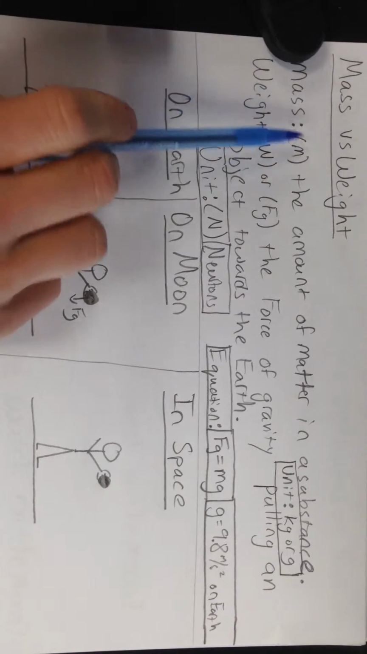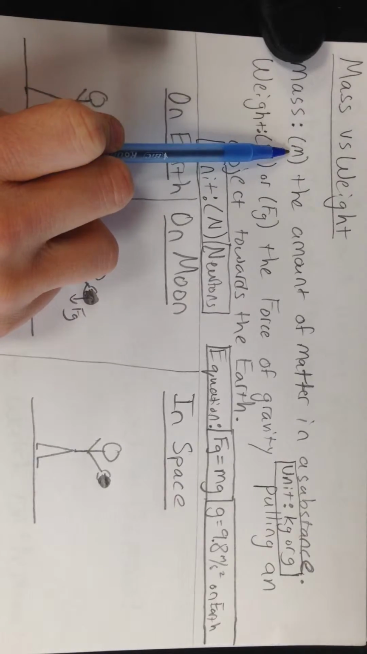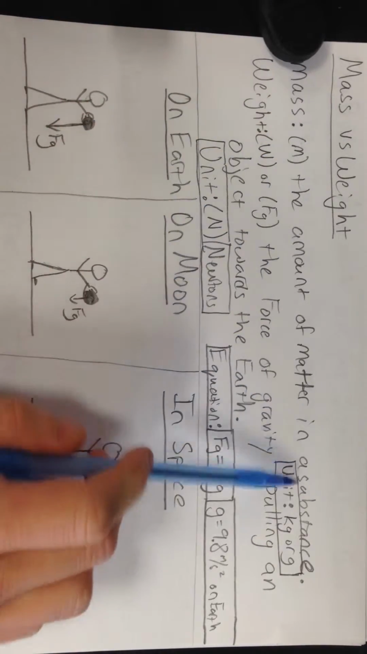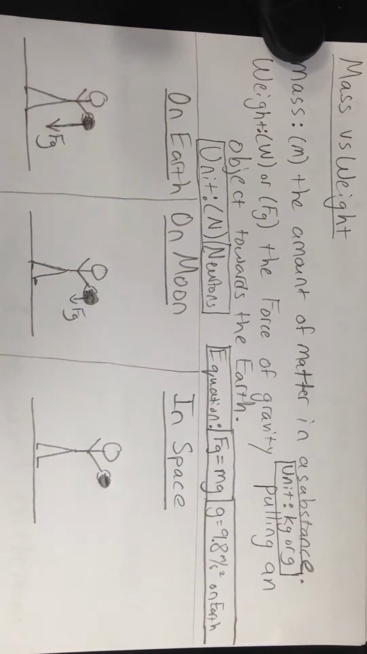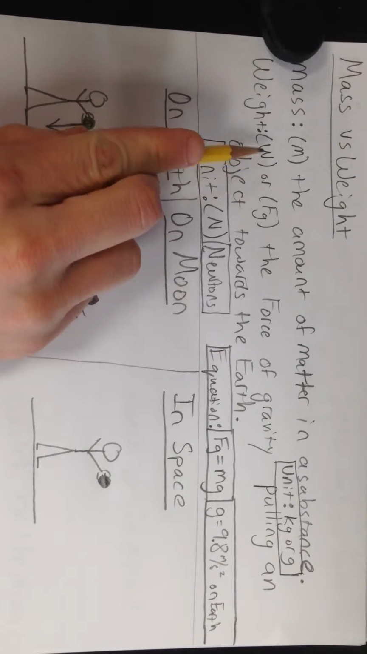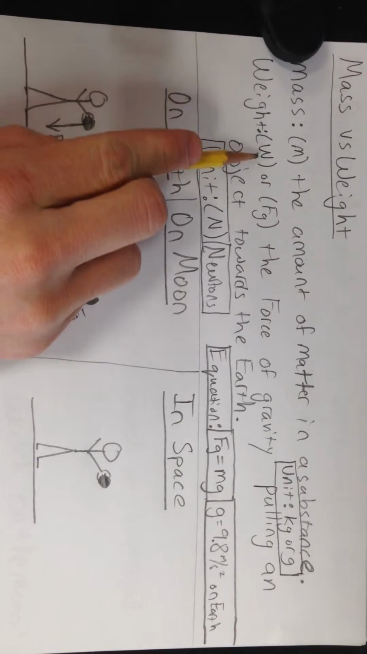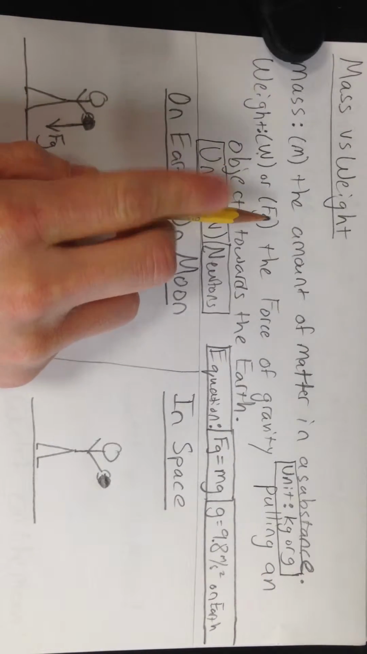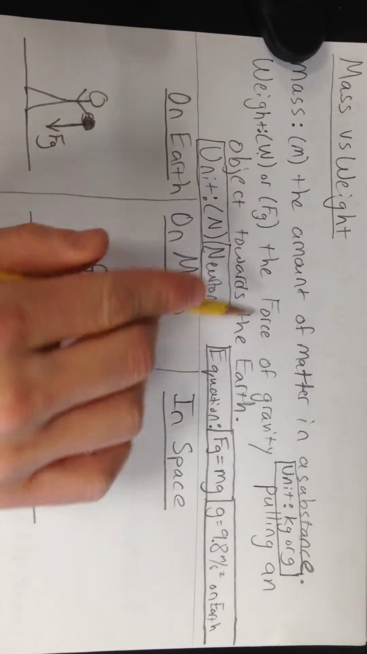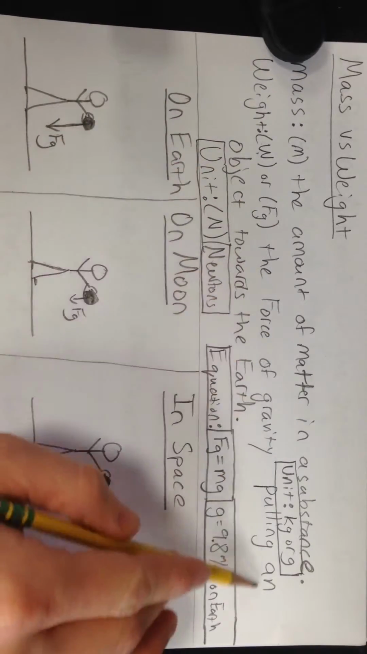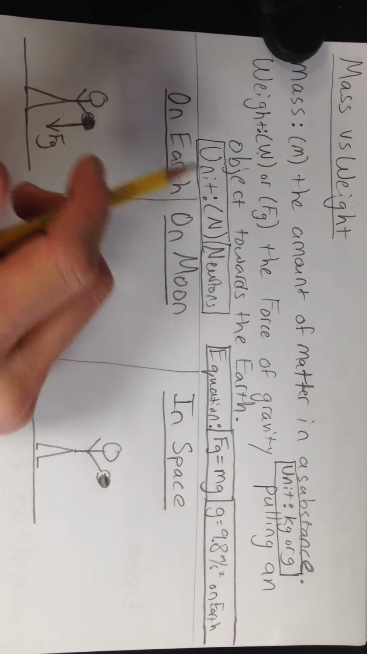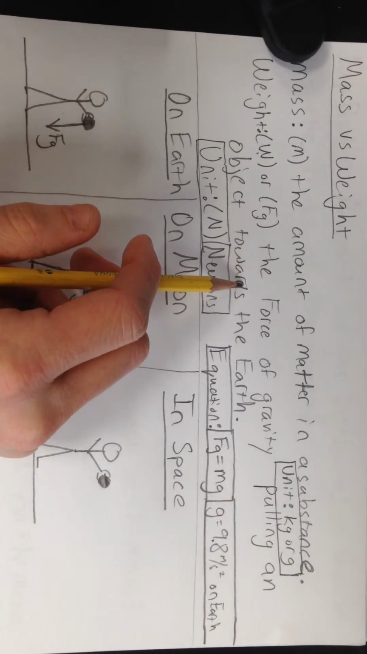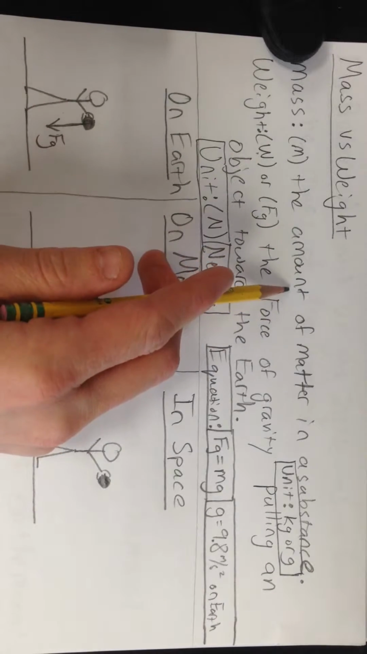Alright, so mass, represented with an M, it's the amount of matter in a substance. Unit, kilograms, or grams. Weight is either represented with a capital W, or Fg, representing the force of gravity. And the definition of weight is the force of gravity pulling an object towards the earth. So weight is a force, while mass is not a force.